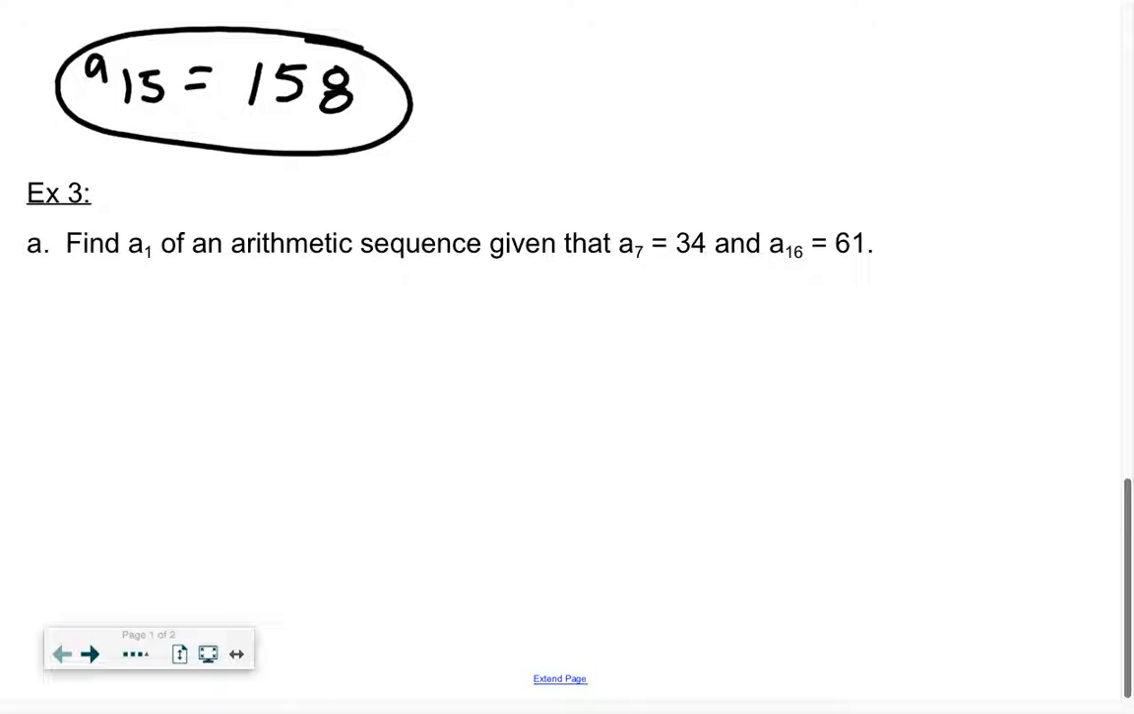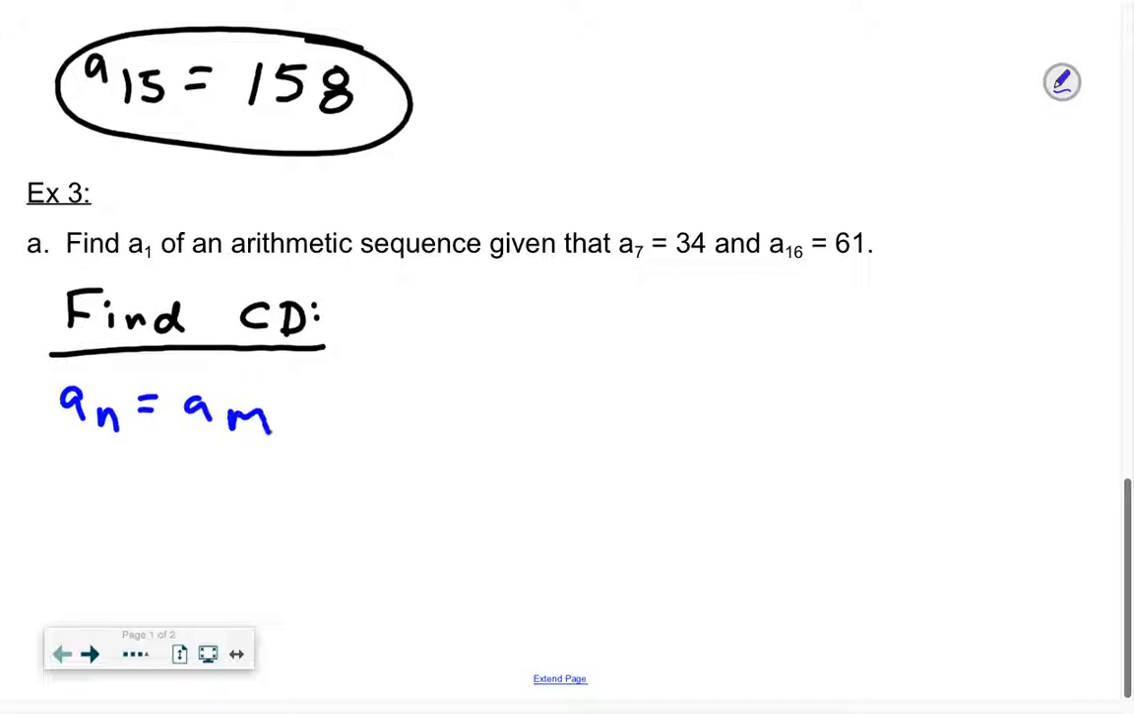Well, we don't know, right? All we were given was the 7th and the 16th. So that's going to be step number 1. Find the common difference, or lowercase d. And how are we going to find it? Well, we have that formula. A sub n is equal to a sub m plus n minus m times the common difference d.